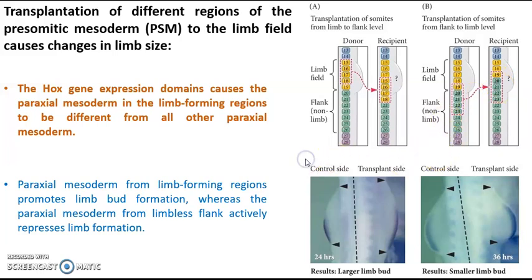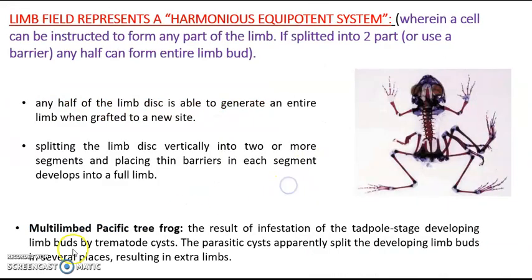Now coming to the attribute of the limb field, that it represents a harmonious equipotent system wherein a cell can be instructed to form any part of the limb. So if the limb field is split into two parts or a barrier is used, any half can form the entire limb bud.